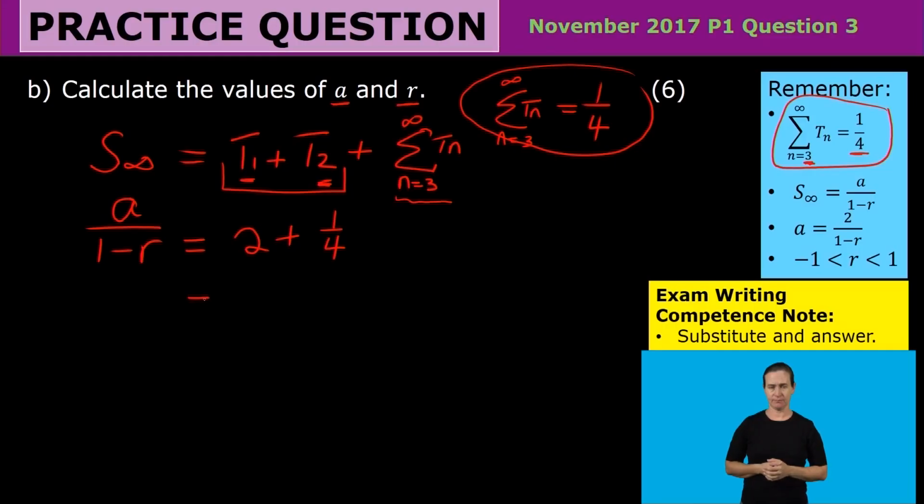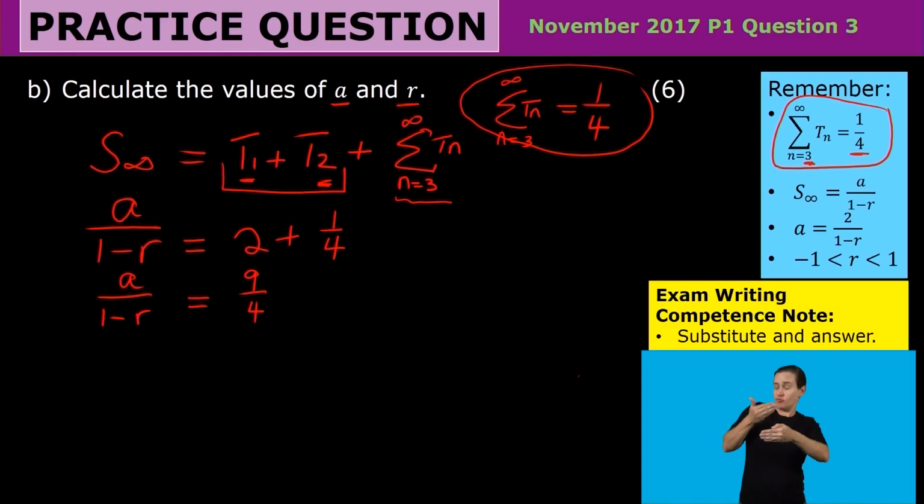Then we need to calculate here. So as we can see, 2 plus 1/4 is going to give us 9/4. And on this side, we have a divided by 1 minus r. Now, remember, from the previous sub-question, we had found a in terms of r, and that was 2 divided by 1 plus r. It was actually a 1 plus r. So having calculated that, we can now substitute it in this equation.